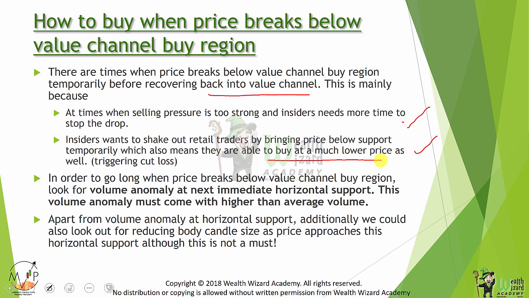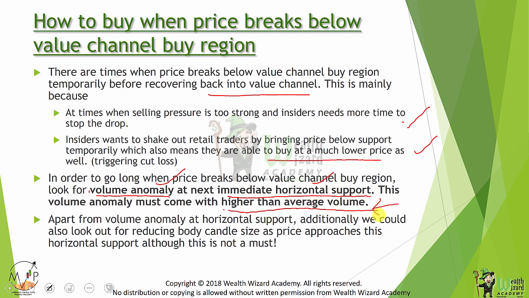Okay, so in order to go long during such a scenario, which is when price breaks below the value channel buy region, look for a volume anomaly at the next immediate horizontal support. Okay, so price breaks below the buy region, what you have to look for is a volume anomaly at the next immediate horizontal support. This volume anomaly must come with higher than average volume. So: volume anomaly at horizontal support and higher than average volume.